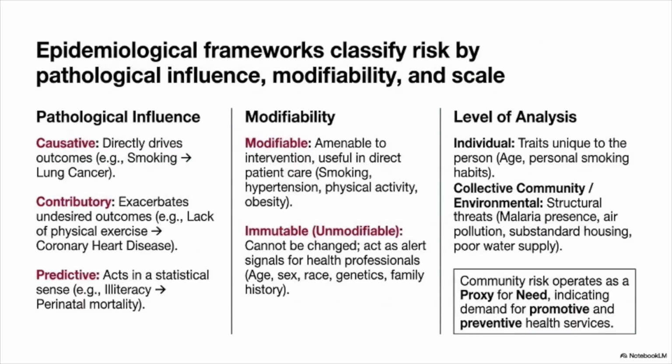Risk can also be studied at different levels. At the individual level, factors include age, smoking habits, and personal behavior. At the community or environmental level, risk factors include air pollution, unsafe drinking water, poor sanitation, overcrowding, and malaria endemicity. These community level risks indicate where preventive and promotive health services should be strengthened.